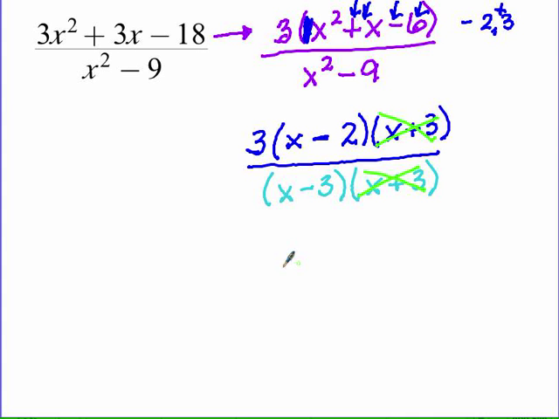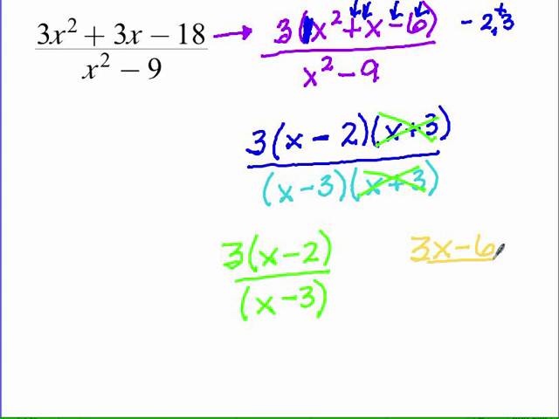Those cancel. And so one answer that they could give me would be 3 times the quantity x minus 2 over x minus 3. But say, for example, you look and there's no answer that looks like that. You might see something that looks like this. And this would be another acceptable answer.